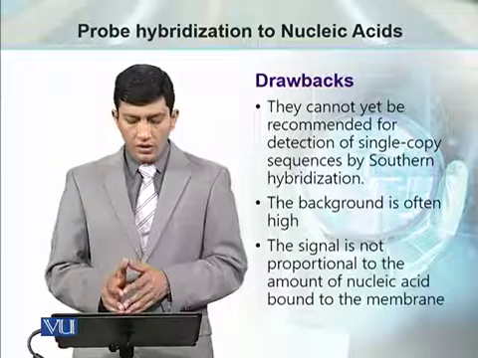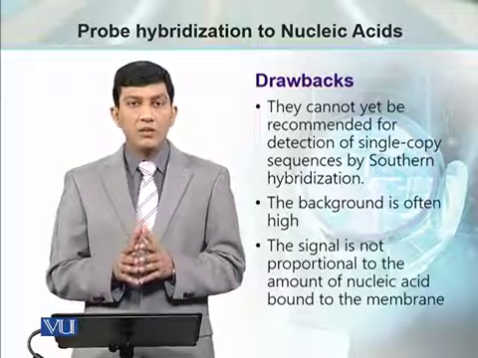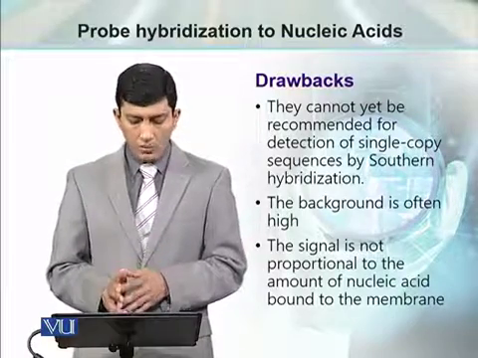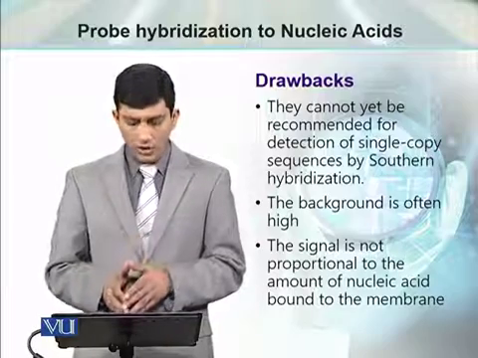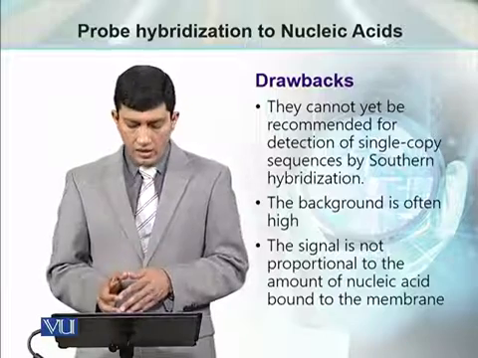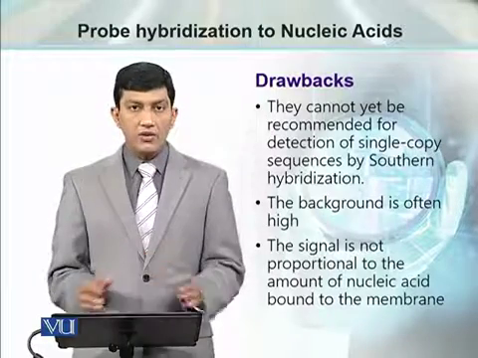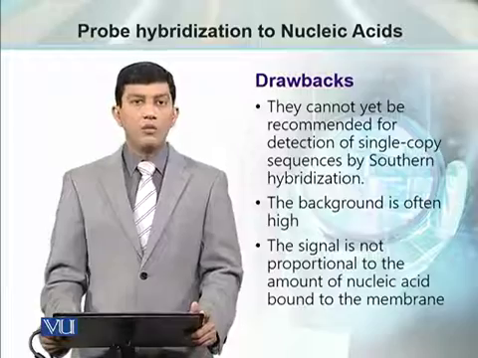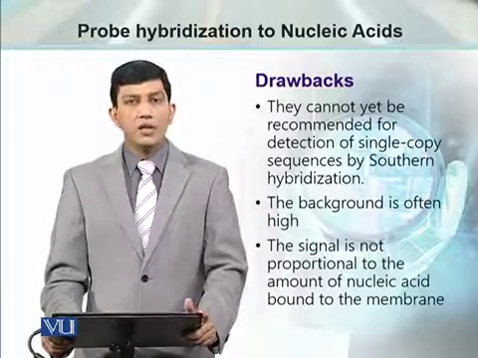For example, this method is not going to detect a single copy sequence through Southern blotting. Backgrounds are quite often very high, and the signal is not exactly proportional to the amount of DNA which is immobilized on the membrane.